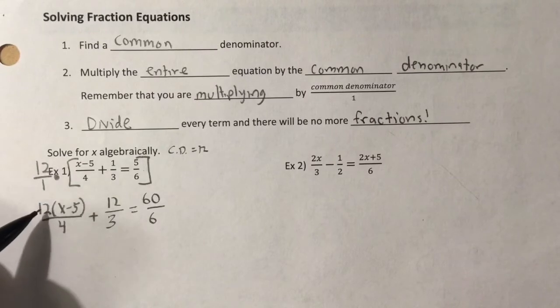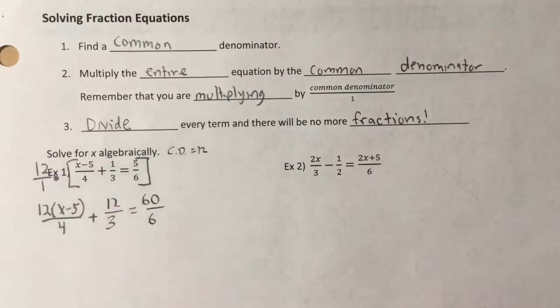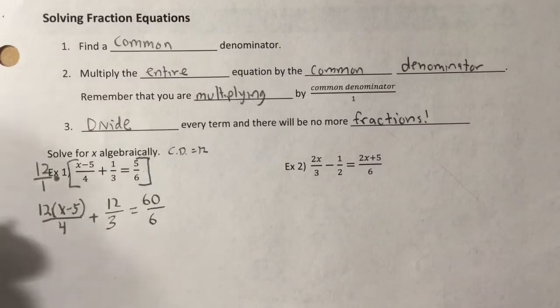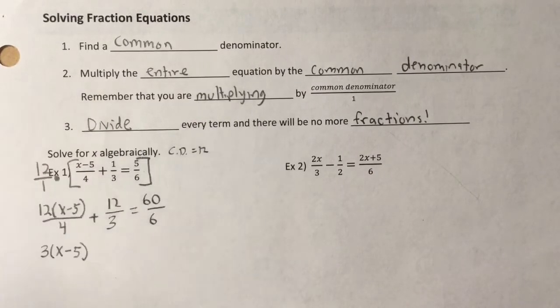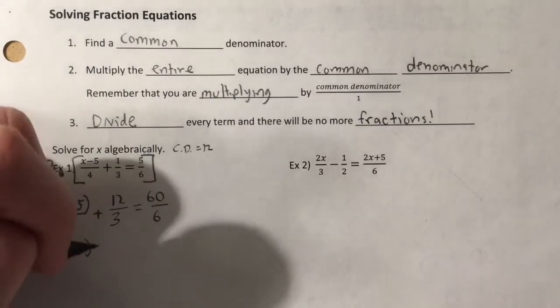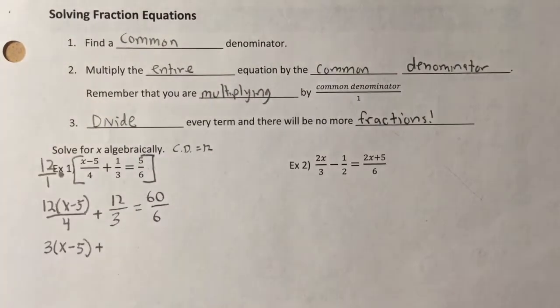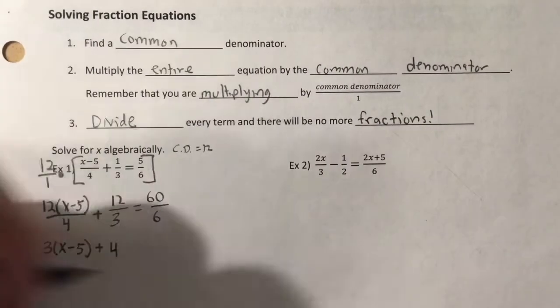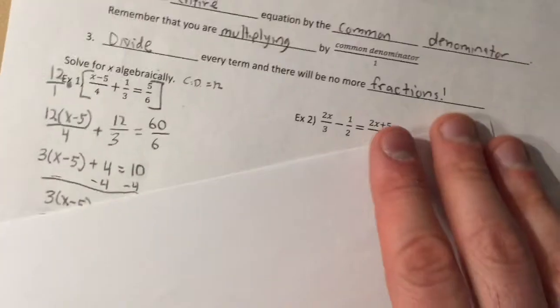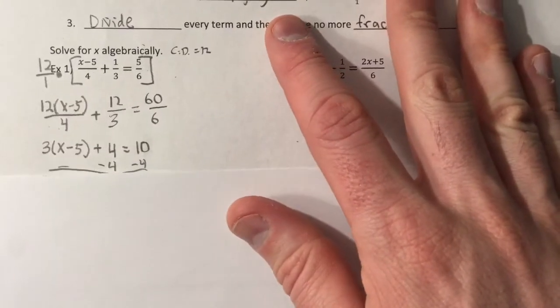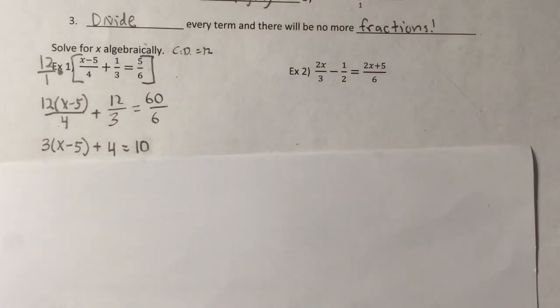So right here, 12 is a factor, so I can just reduce that fraction. 12 divided by 4 is 3. Boom, no more fraction there. Plus 12 divided by 3 is 4. Boom, no more fraction. And 60 divided by 6 is 10. So again, I have no more fractions here. It's like magic. They're all gone.